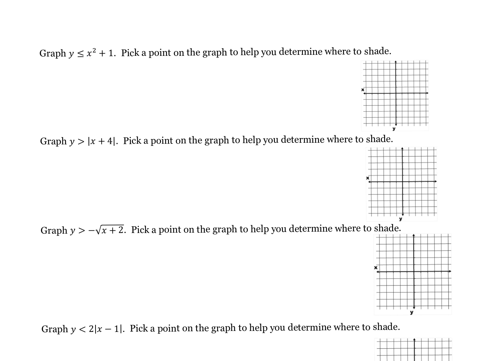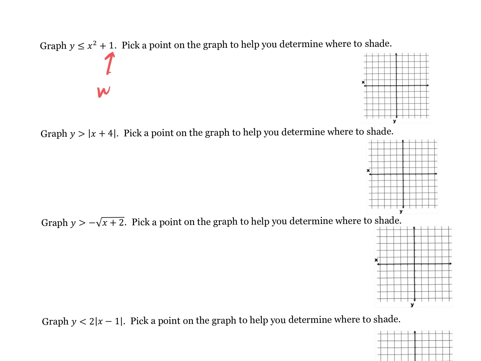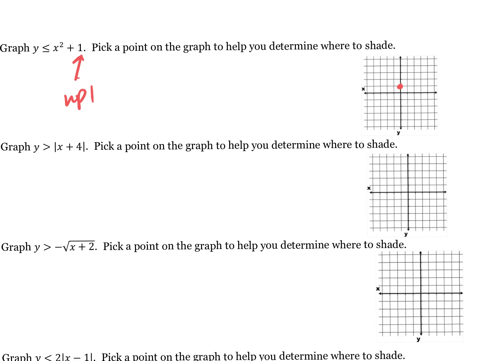It's just a U. Where's that U going? Up, exactly, because there are no parentheses. This U is just going up 1. So I'm going to go up 1, solid or dashed? Solid. And then you guys would just have to graph an x squared.